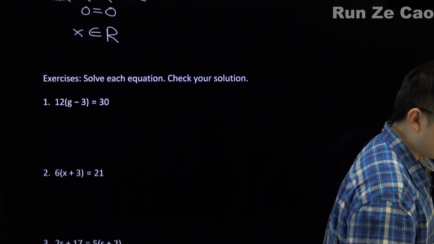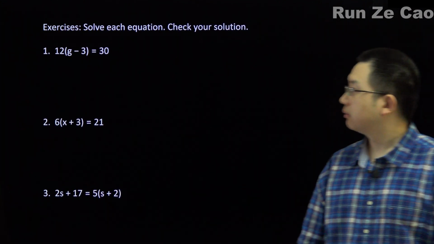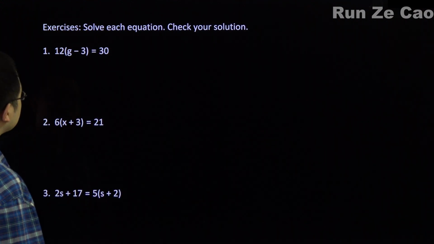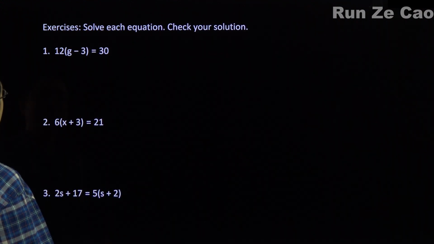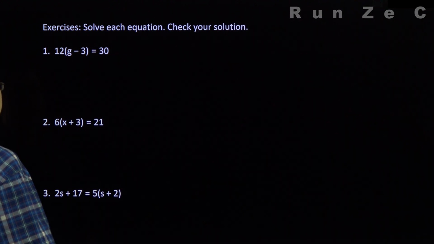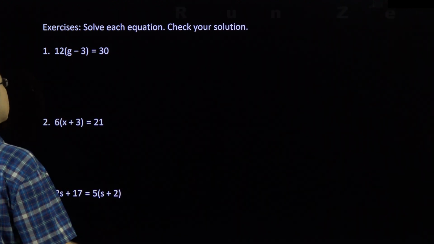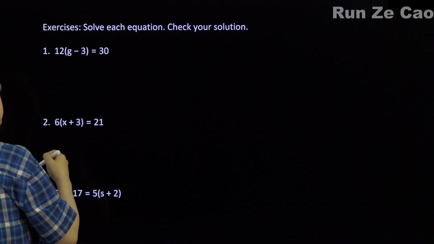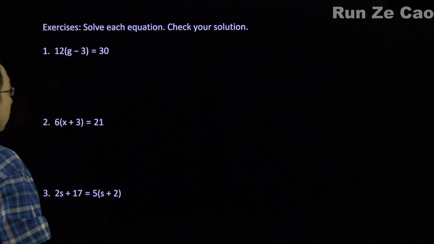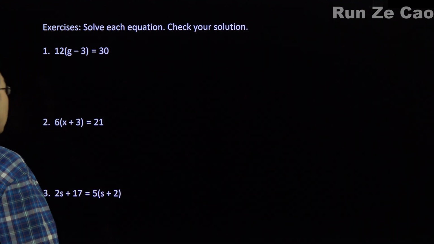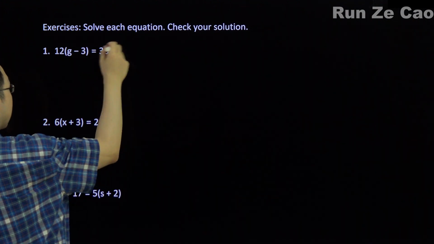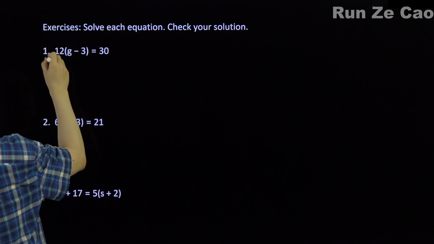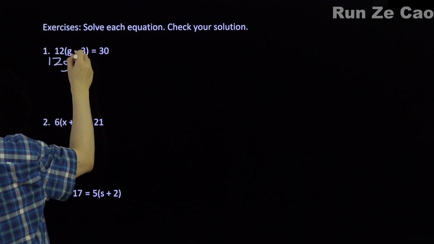Let's solve each of these equations and check your solutions. 12 times g minus 3 is equal to 30. You can go 12g minus 36. You can also go g minus 3 is equal to 30 over 12. Or you could even go part way. In other words, cancel the 12 down to a 2 and the 30 down to a 5. But let's just do it this way.